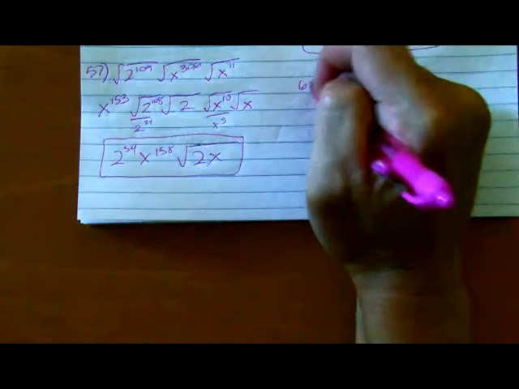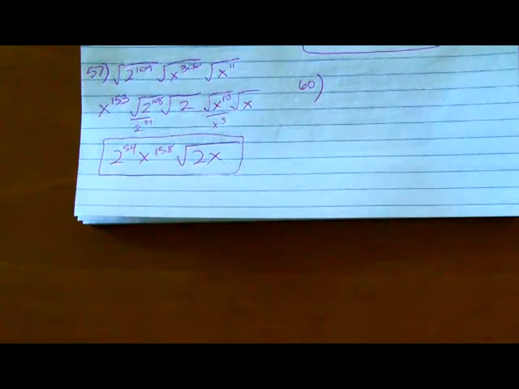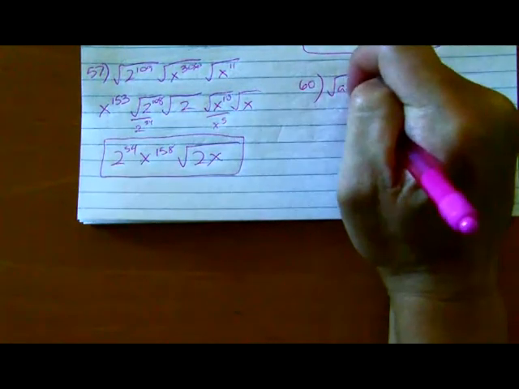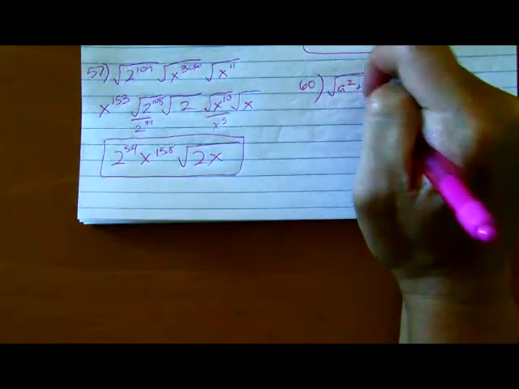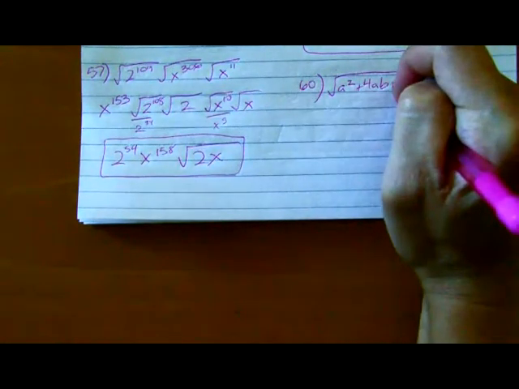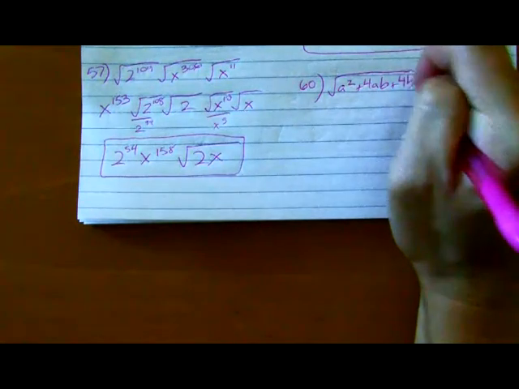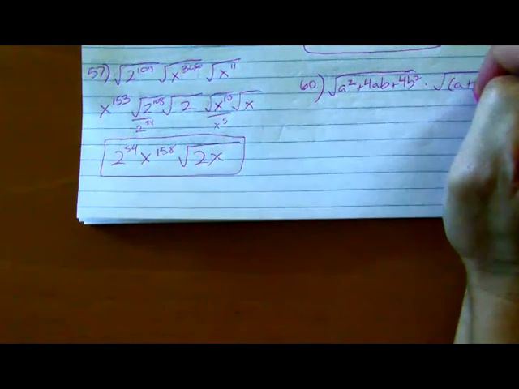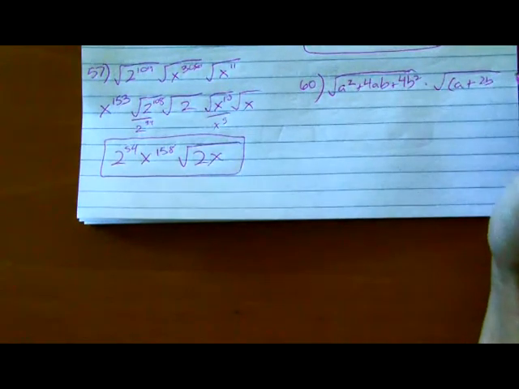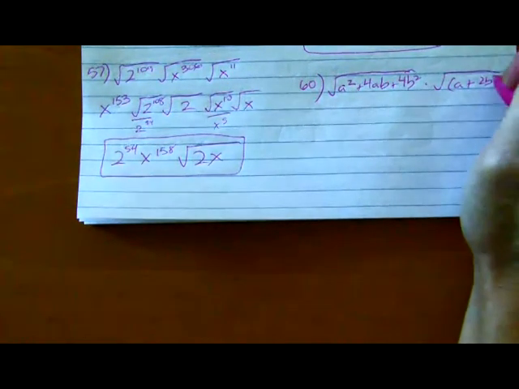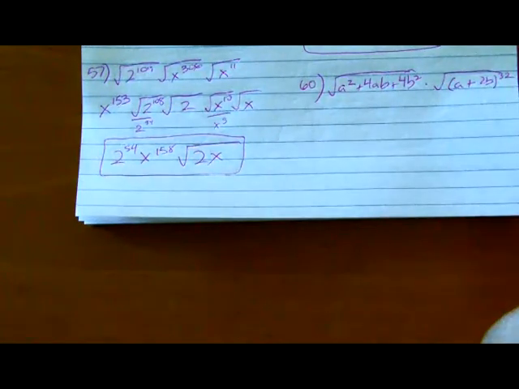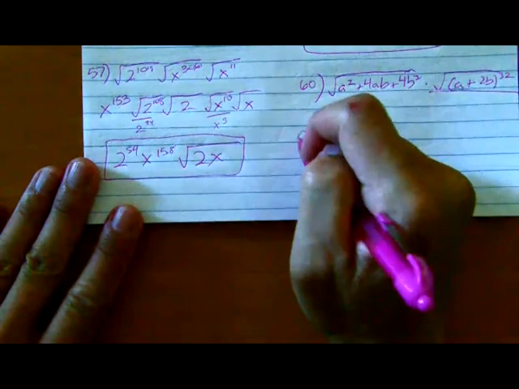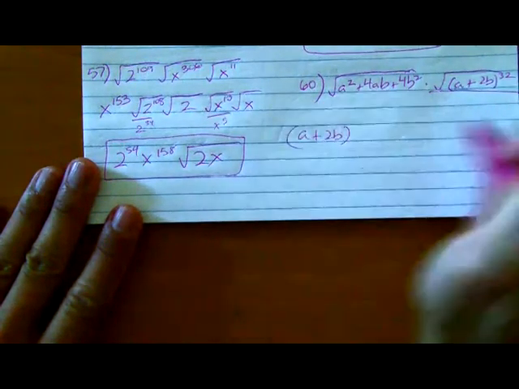Number 60. Radical a squared plus 4ab plus 4b squared times radical a plus 2b to the 32nd. We can square root this. It's completely factored. That would be a plus 2b to the 16th.